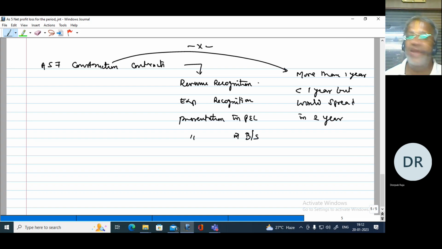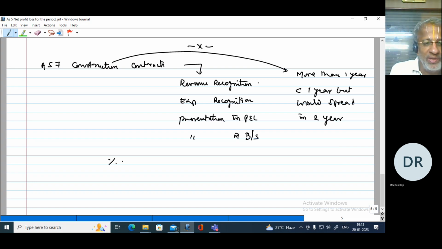Previously, prior to this revision made in AS7, we had the completed contract method. What do you mean by completed contract method? The revenue, expenditure, income, everything was done only after the completion of the contract. If the contract were to run for 3 years, the revenue for that particular work will be recognized 3 years later only. Expenditure, 3 years later only. Income for the project will be taken up in 3 years. So they had a lot of challenges in reporting the income for those 3 years. You can't report only 3 years later. If the accounting system is not providing a remedy for this sort of challenge, then accounting is a waste.